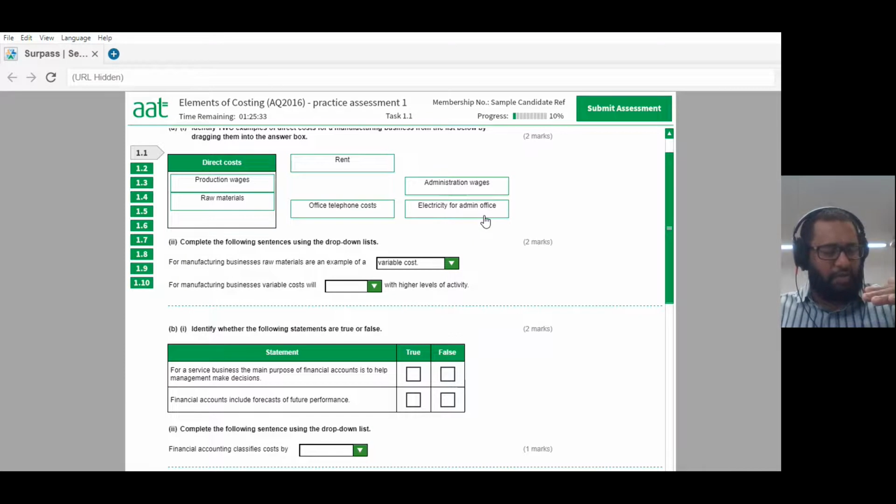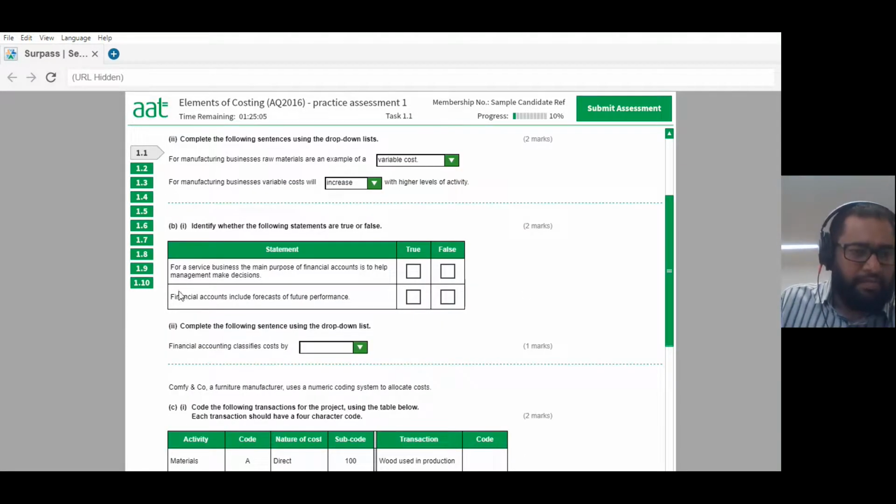If it's related to my product, there's a good chance it's going to be a direct cost. Most of the time, direct costs are variable costs as well. For a manufacturing business, variable cost will increase or decrease with the level of activity. If your production is lower, your variable cost is lower, and it gets higher and higher as production rises. That means it will increase with your level of activity. Why? Because the more you produce, the more cost there is for you. That is the part they're trying to explain here.